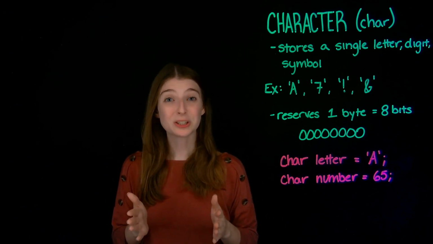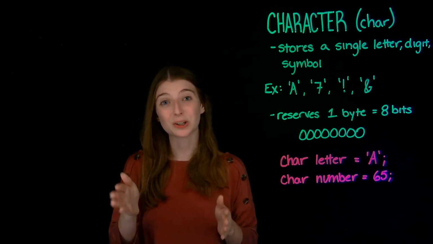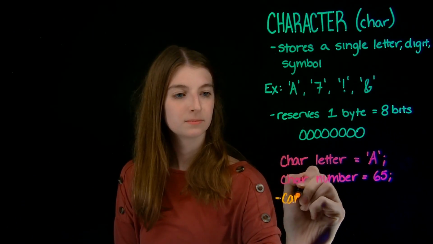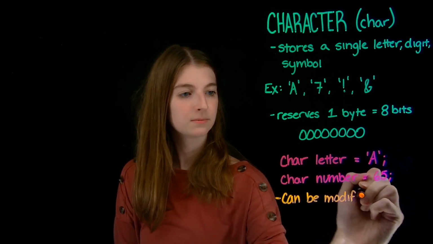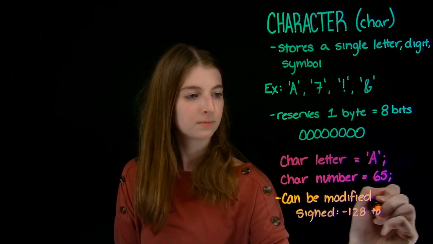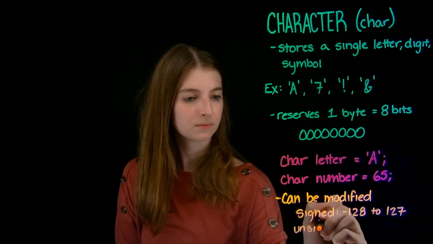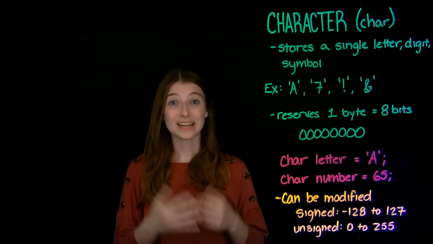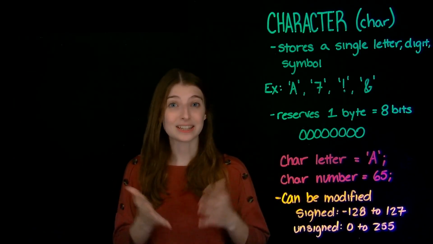Now, because you can store ASCII values inside of character variables, characters can be signed or unsigned. It's the same way as figuring it out with integers. Signed characters can have a range from -128 to +127, and unsigned characters can have a range from 0 to 255. Now, why would I ever need an unsigned character?